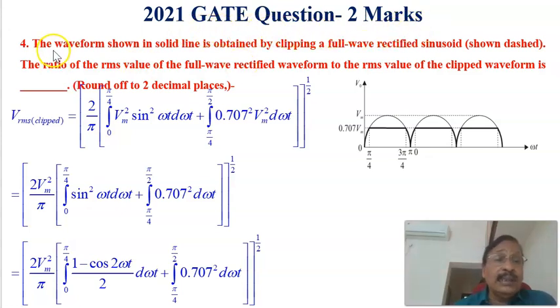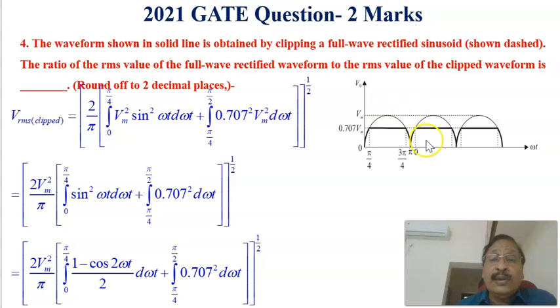Now let us see the fourth problem of the 2021 GATE question that carries 2 marks. The waveform shown in the solid line is obtained by clipping the full wave rectified sinusoidal, shown dashed. The ratio of the RMS value of the full wave rectified waveform to the RMS value of the clipped waveform is how much? We have to find the RMS value of the full wave rectified waveform, then the RMS value of the clipped waveform, and the ratio of these RMS values.